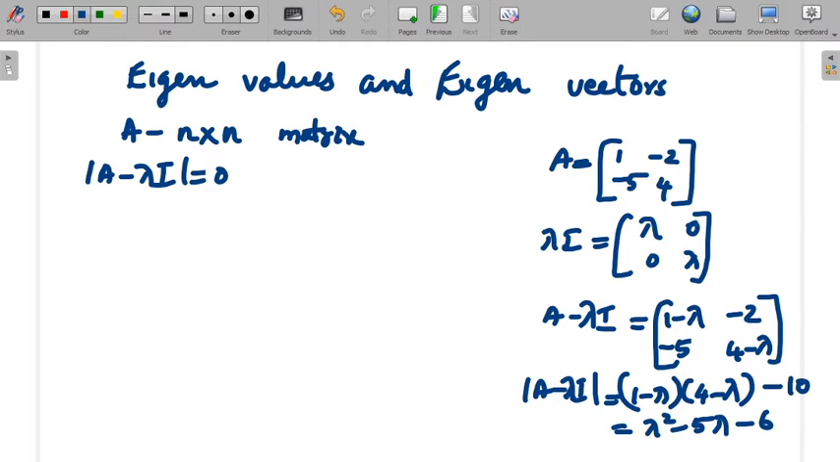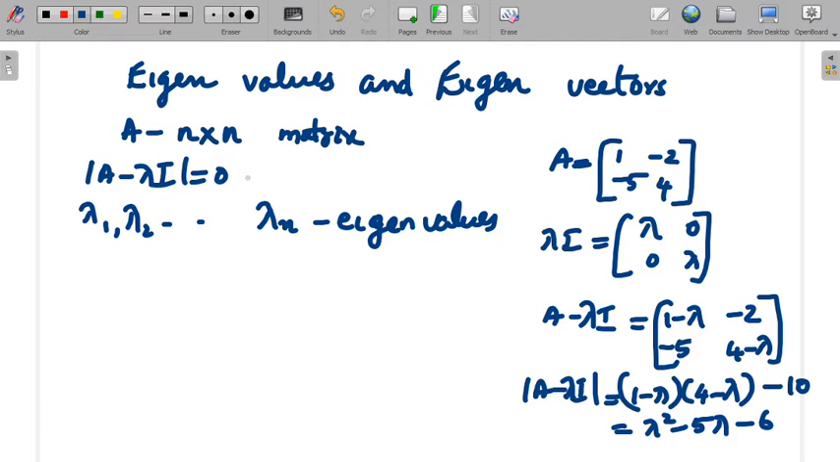So if A is a 2 by 2 matrix, when you find determinant A minus lambda I, what you get is a polynomial of degree 2 in lambda. Likewise, if A is an n by n matrix, if you find determinant A minus lambda I, you will get a polynomial of degree n in lambda. So equated to 0, this gives an equation of degree n in lambda. And we know an nth degree equation has n roots. So if lambda 1, lambda 2, etc., lambda n are the roots of this equation, we call these eigenvalues.